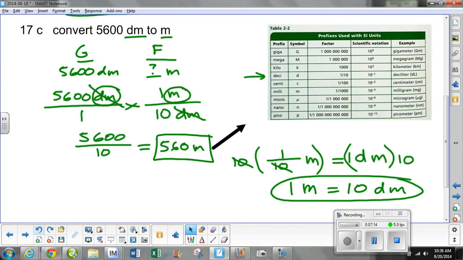And that's our answer. This should do it for you. You should be able to do all of these problems very easily now.